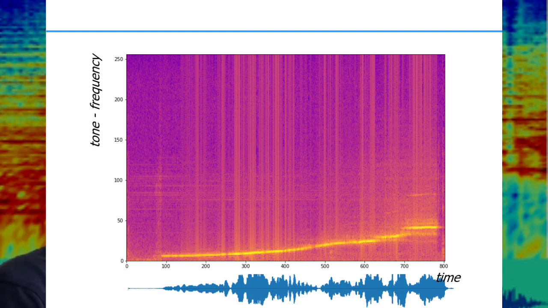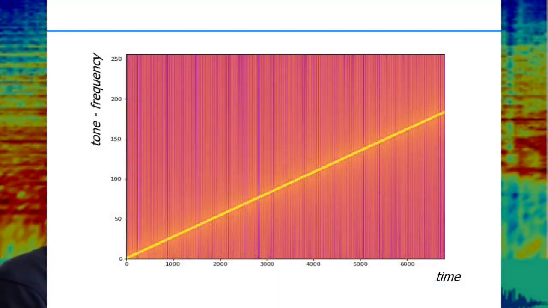Probably you do. Now let us listen to this signal. I think you can easily correlate what you see in the spectrogram with what you hear, a whistle with increasing frequency. Here's another frequency sweep and its visualization as a spectrogram.